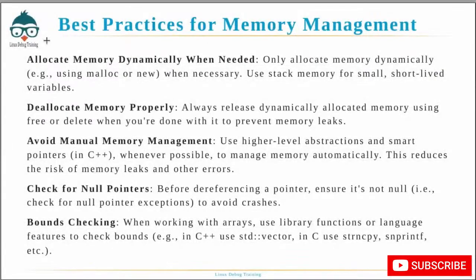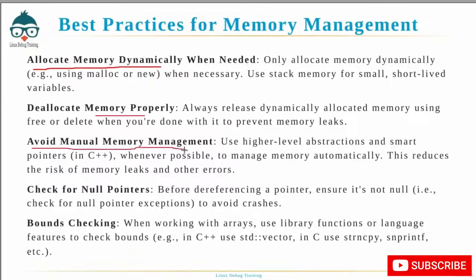So far we covered the types of memory related issues and various tools available to catch these issues. It is recommended to adopt best practices for memory management to reduce the chances of introducing memory related issues in the code. Practices like allocating memory dynamically when needed, so only allocate memory whenever it is necessary, otherwise use stack memory for small and short-lived variables. Deallocate memory properly. Always ensure that you're releasing the memory which you allocated dynamically when you're done with it. This will prevent the memory leak.